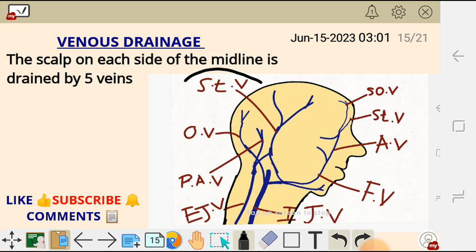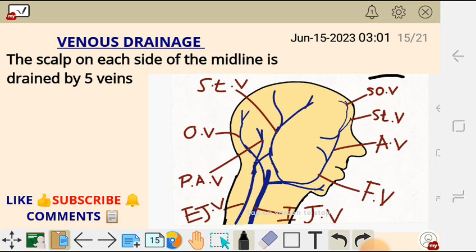Okay, superficial temporal vein, occipital vein. We have the supraorbital vein and supratrochlear vein. Okay, so those are the 5 veins. Now let's see where they drain and what they form.